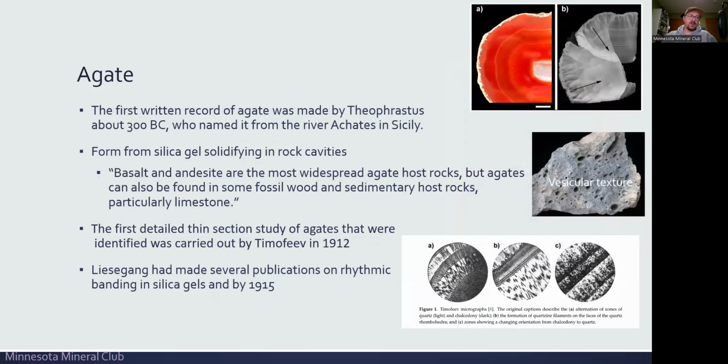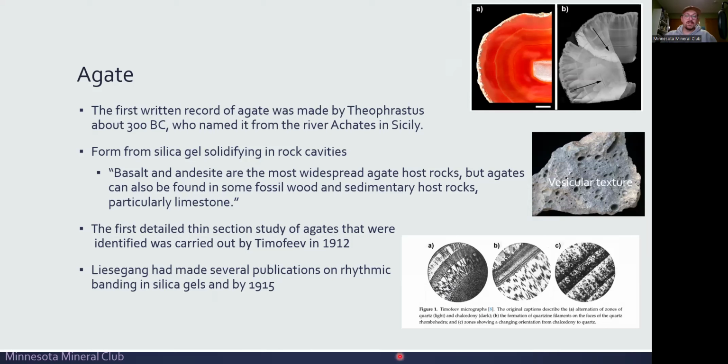So the first written record of agate was made by Theophrastus at about 300 BC, who named it after the river Agates in Sicily. The agate is formed by a solution of silica gel that will solidify in rock cavities. The most widespread host rock for this is basalts and andesites. You can also find agate in other materials such as fossil wood, as well as some sedimentary rocks, particularly limestone. In limestone, you find, for example, Fairburn agates, Teepee Canyon, and Bear Canyons, which are different examples of limestone agates.